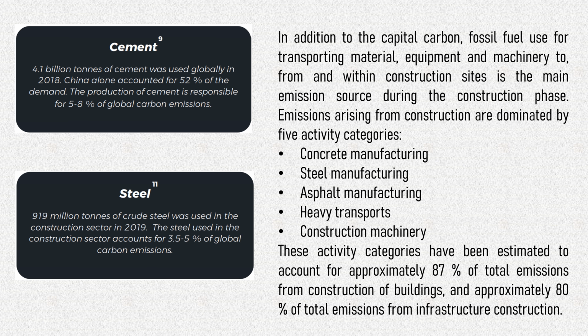As you can see, around 4.1 billion tons of cement was used in 2018. China alone accounted for 52% of the demand. The production of cement is responsible for about 5 to 8% of global carbon emissions. Similarly, the steel used in the construction sector accounts for about 3.5 to 5% of global carbon emissions. In 2019, 919 million tons of crude steel was used in the construction sector.